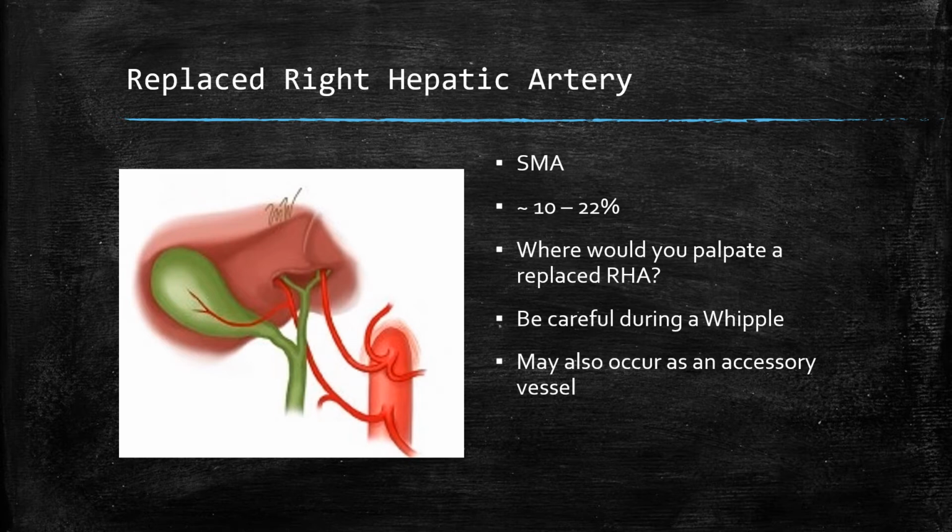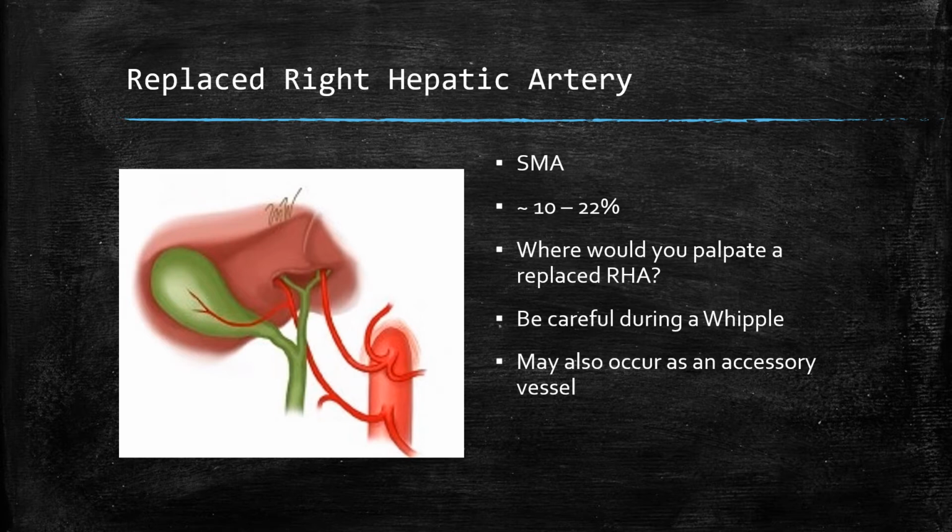So my question to you is, how would you know if you have a replaced right hepatic artery? In other words, where would you expect to find it? Well, the way to check for this vessel is to palpate the hepatoduodenal ligament. A replaced right hepatic artery will present as a palpable pulse posteriorly and laterally in this position. You will feel a pulse in the left anterior position in this ligament as well, which would correspond to the common hepatic artery, which will then give rise to the left hepatic artery.